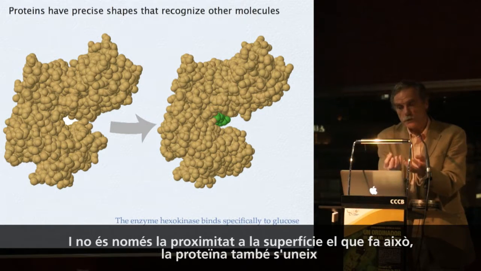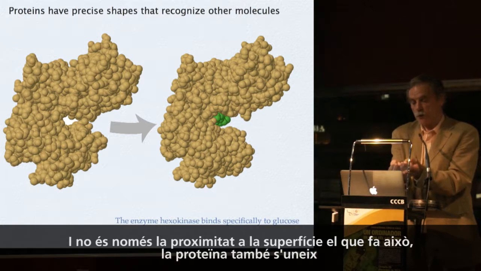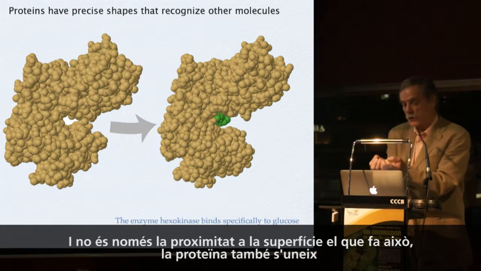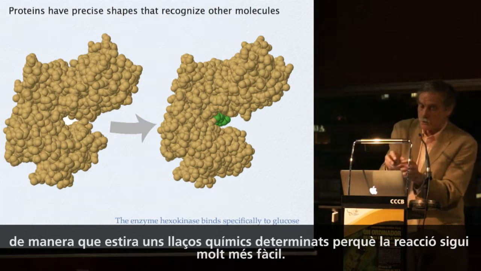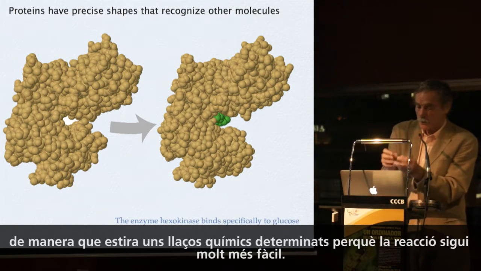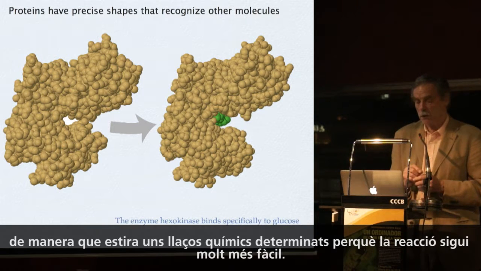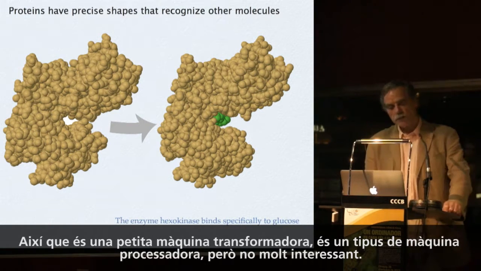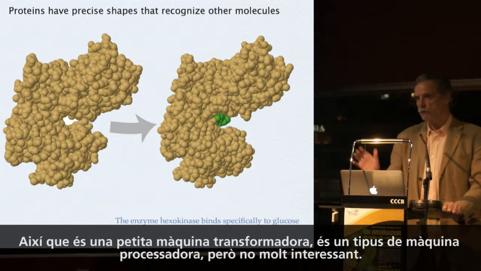And it's not just proximity on the surface alone that does this. The protein also binds in such a way that it stretches particular chemical bonds so that the reaction is very much facilitated. So it's a little transformation machine. And that's a kind of processing machine, but not very interesting.